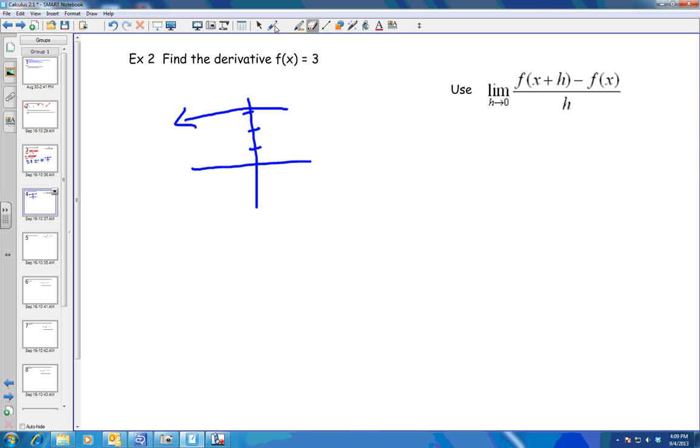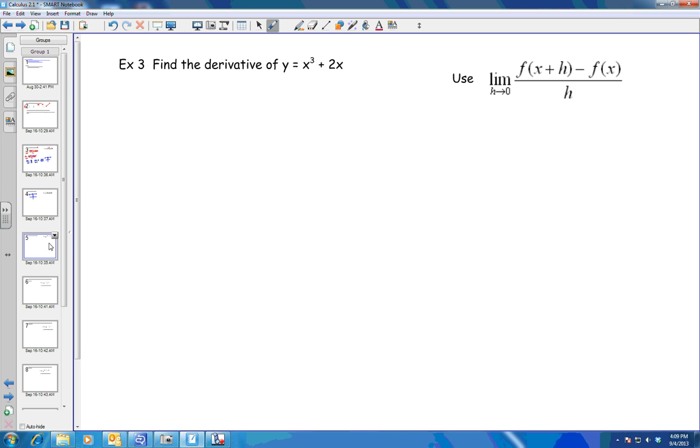All right, so the rate of change of that line is 0, so the derivative has to be 0. Remember, derivative, rate of change, or the slope. Okay, let's do another one. Find the derivative of y equals x cubed plus 2x.